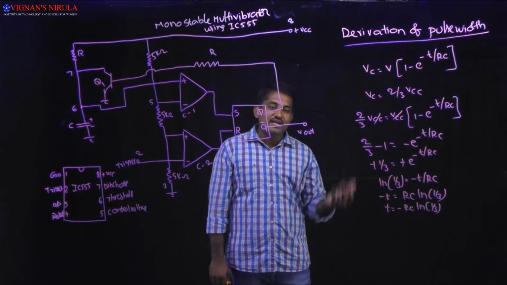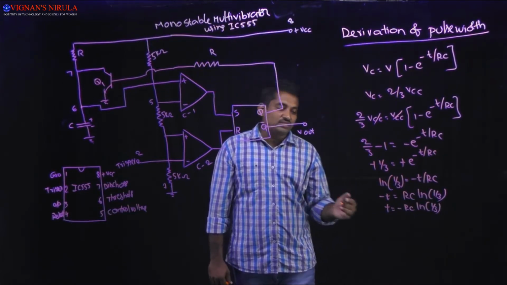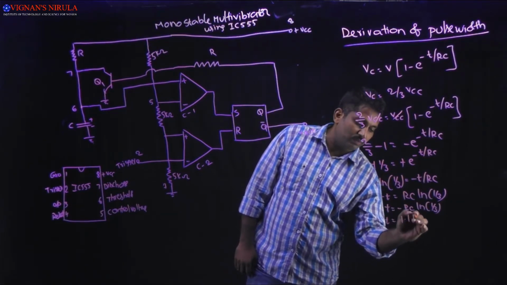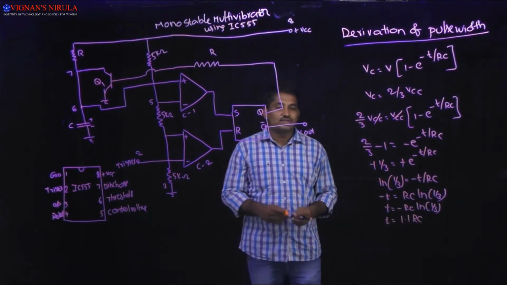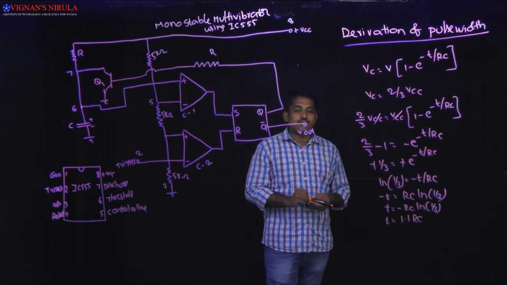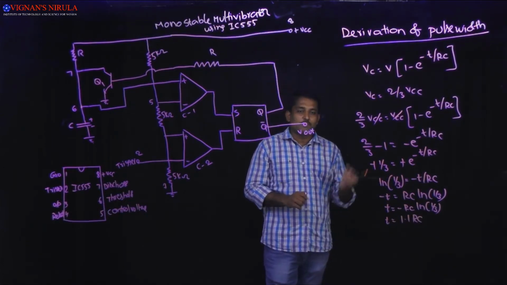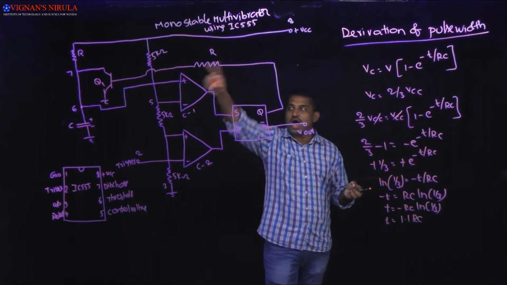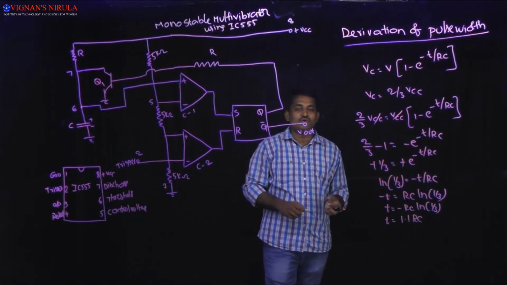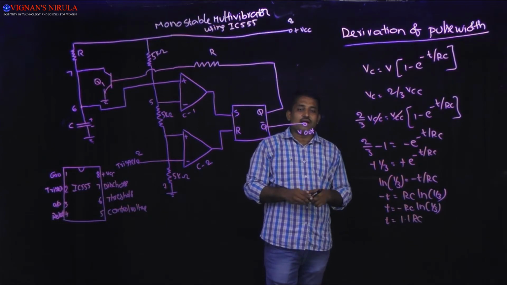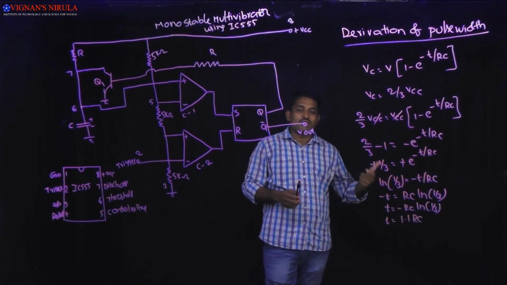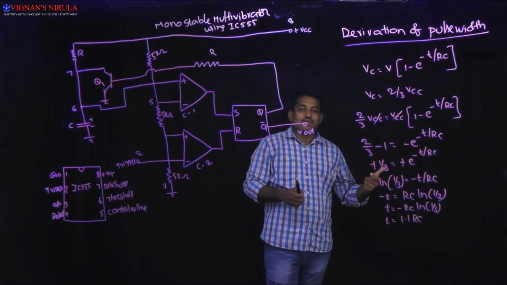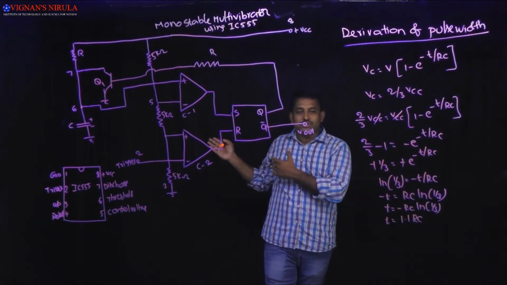So we will get 1.1 into RC, which is taken as t. Now t is equal to 1.1 into RC. So this is the time required for the pulse width. Until that time, 1.1 into R value into C value, the output of the pulse width will be active. Once it completes its time, it immediately goes back to its stable state.